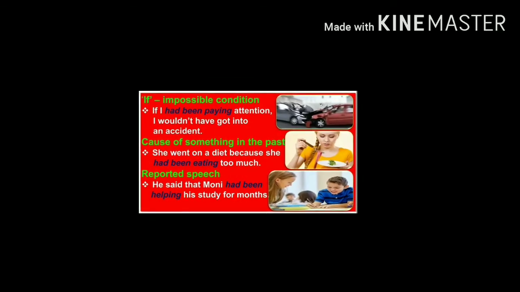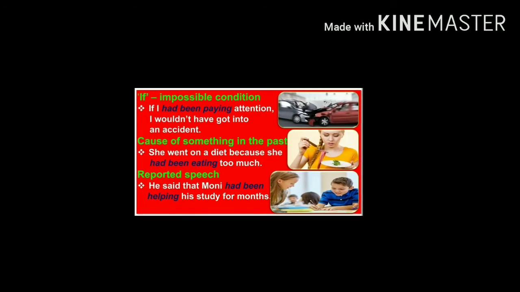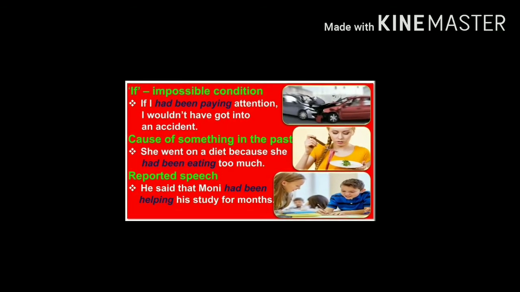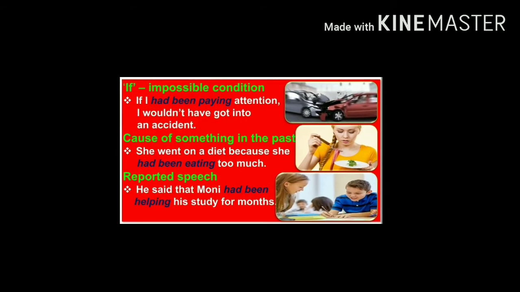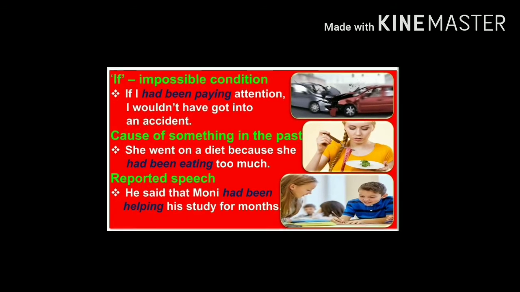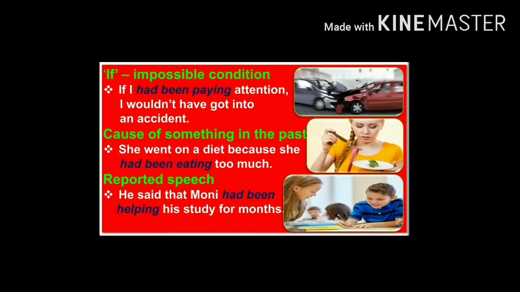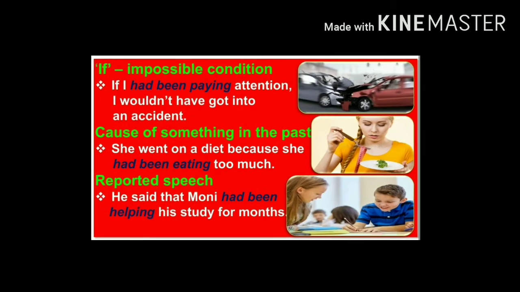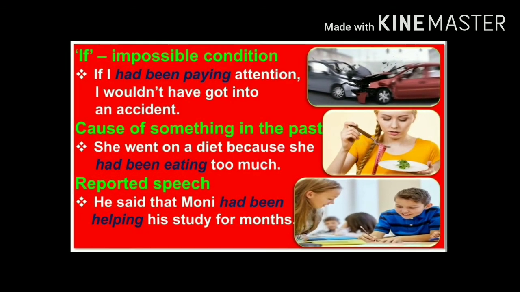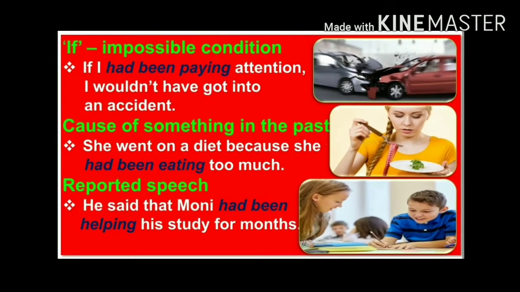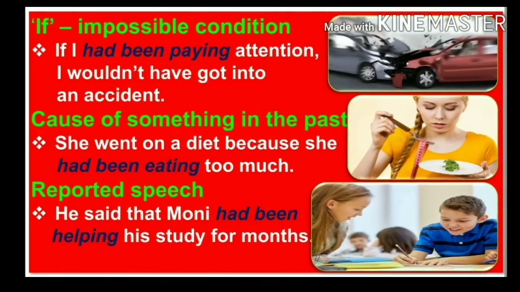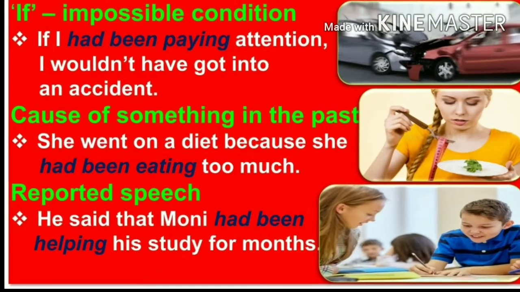Second one is if impossible condition. Example, if I had been paying attention, I would not have got into an accident. Third one is cause of something in the past. Example, she went on a diet because she had been eating too much. And the last one is reported speech. Example, he said that Moni had been helping his study for months.